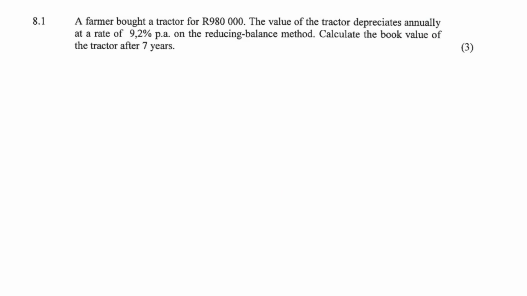A farmer bought a tractor for 980,000 Rand. The value of the tractor depreciates annually at a rate of 9.2% per annum on a reducing balance method. Calculate the book value of the tractor after 7 years.